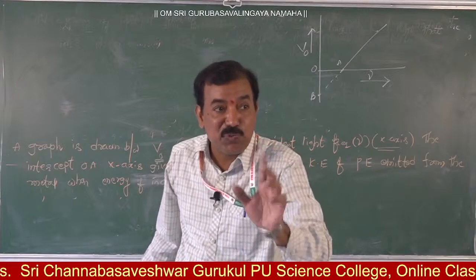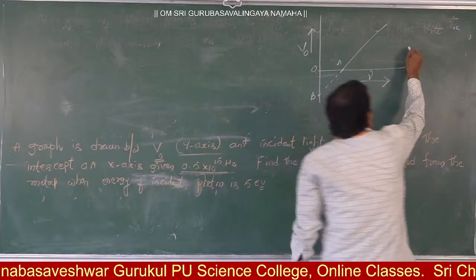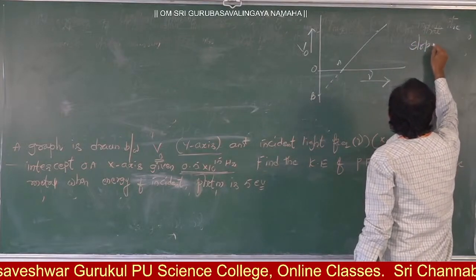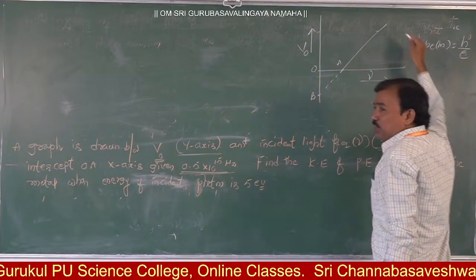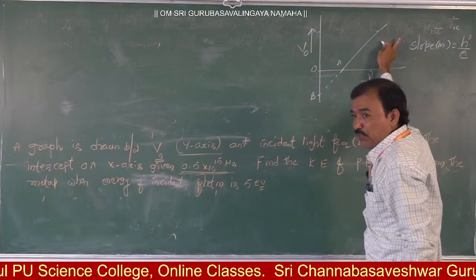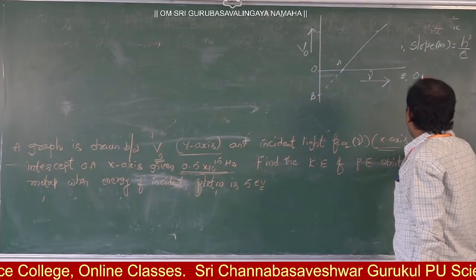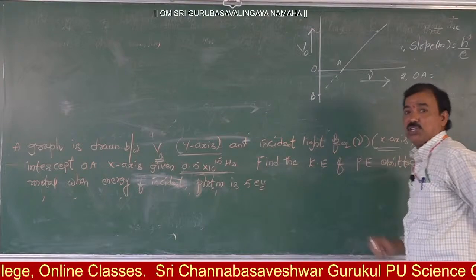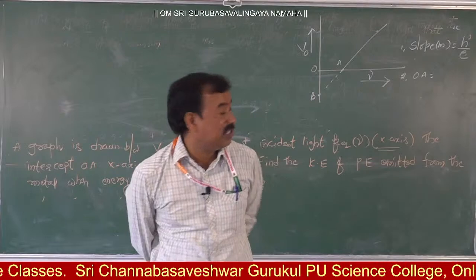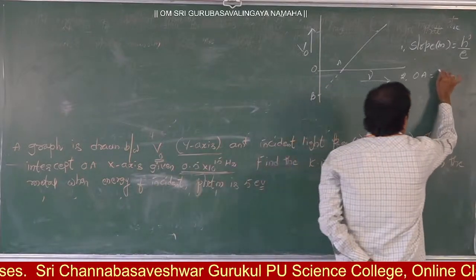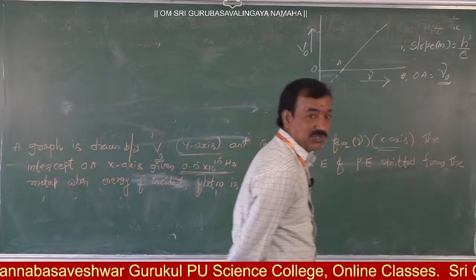What is the first point? The slope. The slope M is equal to H by E, and this value should remain the same for all metals; H by E remains constant. The second point is the X intercept, OA. The X intercept is equal to the threshold frequency, nu naught. This point is important. Threshold frequency is nu naught.